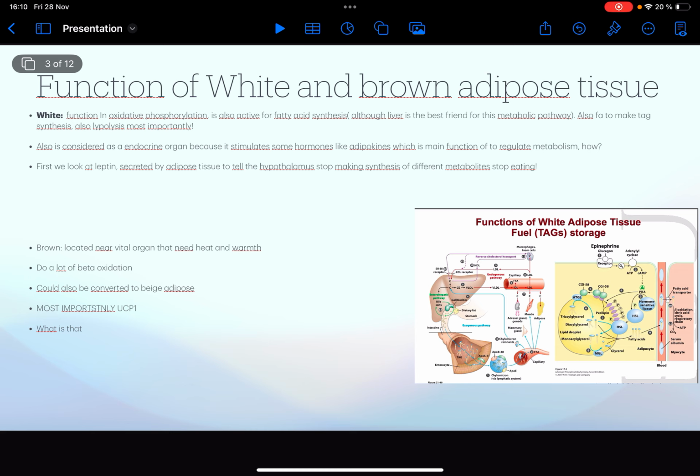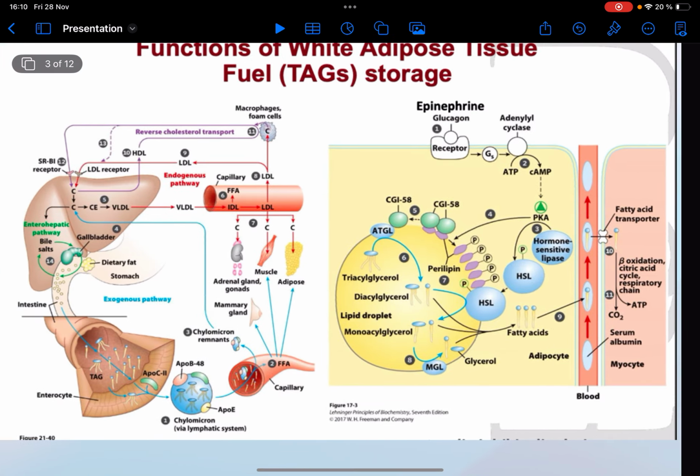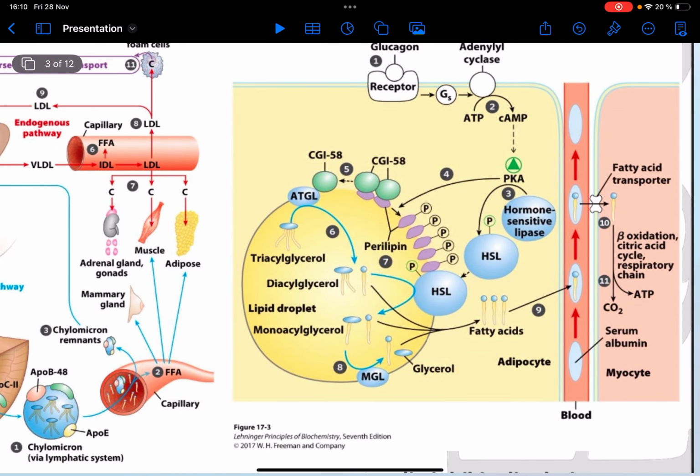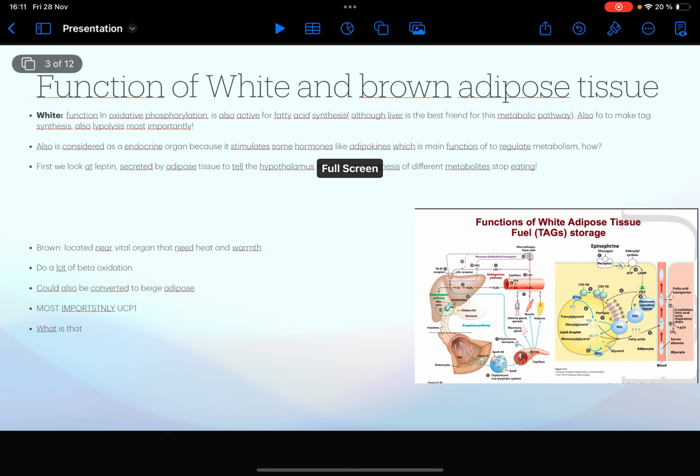Also, the free fatty acid that we have is used to make DAG synthesis. And the most important part of the white adipose tissue is the lipolysis. So when epinephrine or glucagon binds to its receptor, producing ATP and then cAMP and then activating PKA, then this reaction, you see it here. We will get free fatty acids and glycerol, which could then be used for glyceroneogenesis or bind to albumin and then be used in beta oxidation or the citric acid cycle, producing energy in our body.